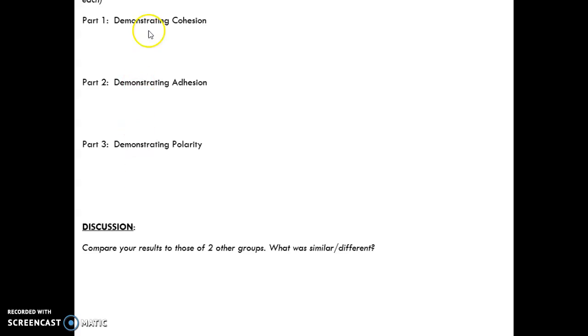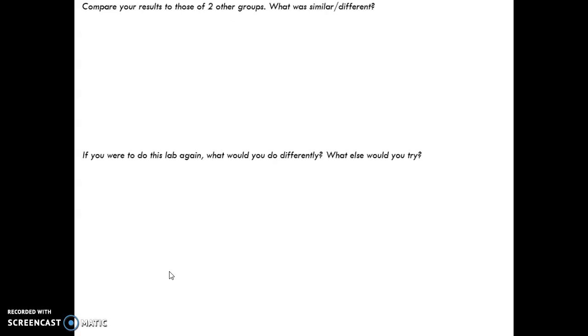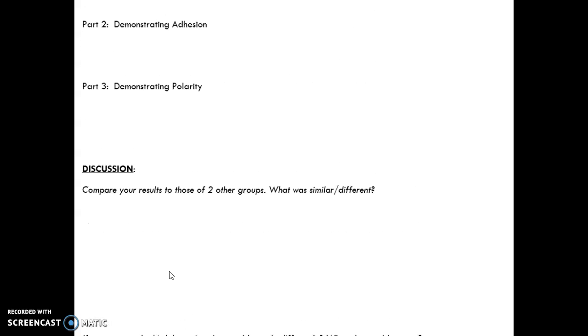Once you're done doing all 3 of yours, go find another group who's also done and compare and contrast. What did they do that was maybe different than what you did? Did everybody do the exact same experiment? And if so, did they get the exact same results? And then the last part, if you were to do this lab again, what else would you want to try? All of that is part of the lab report, so don't skip any parts, please.